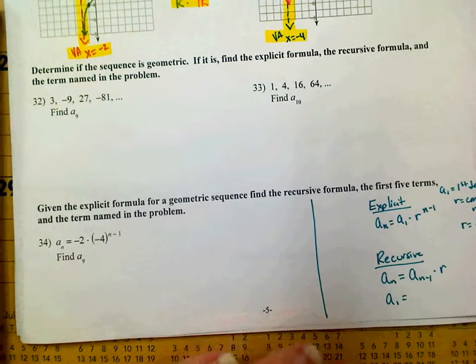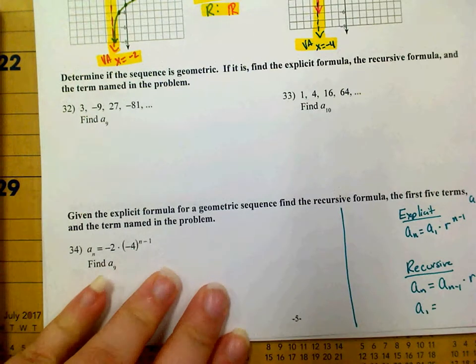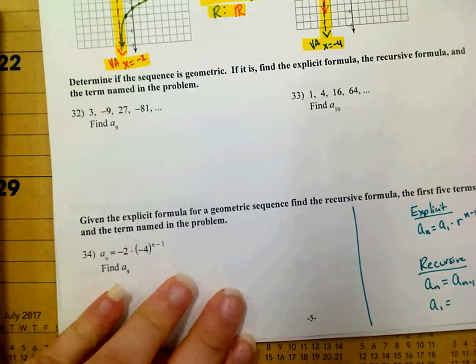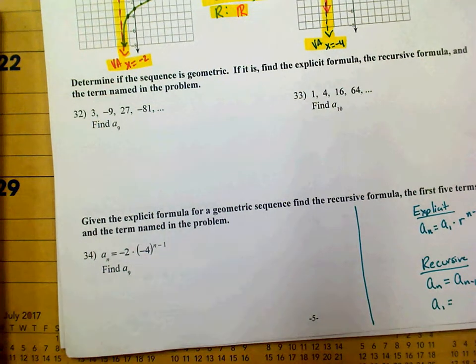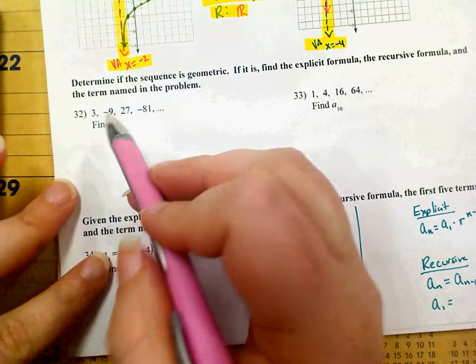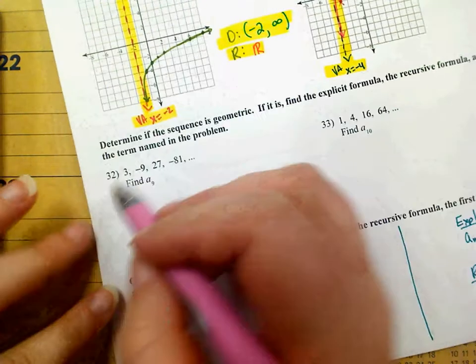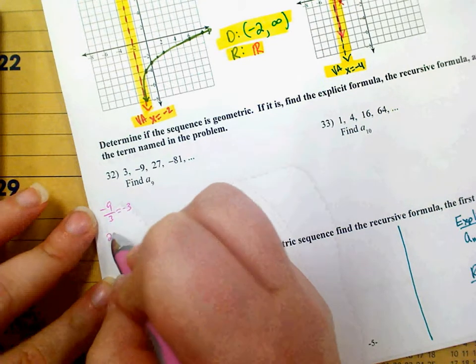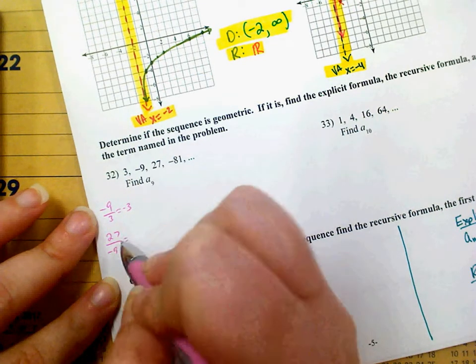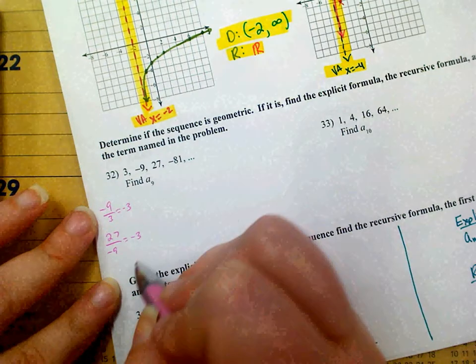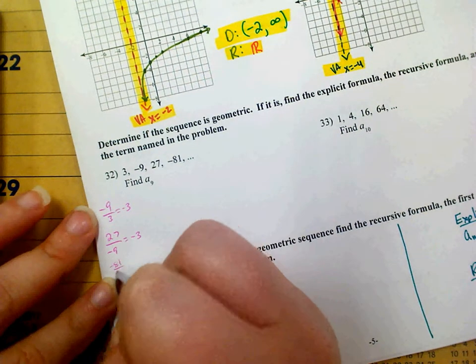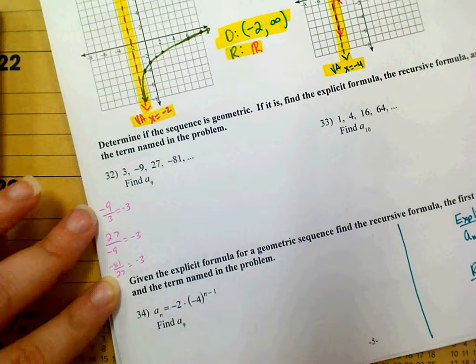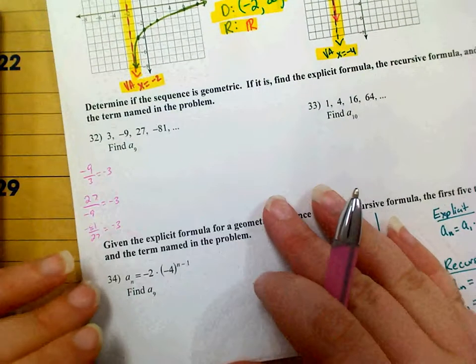So number 32 says determine if it's geometric. So first, I'm going to say, okay, the second term divided by the first. Negative 9 divided by 3 is negative 3. 27, the third divided by the second. 27 divided by negative 9 is negative 3. And negative 81 divided by 27 is negative 3. So because those are all the same ratios, I know that this is a geometric sequence.